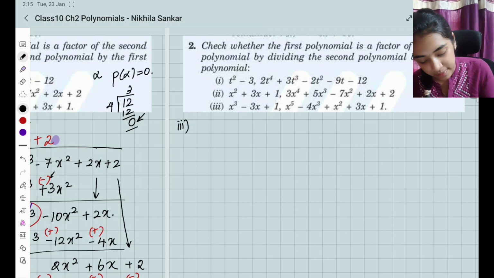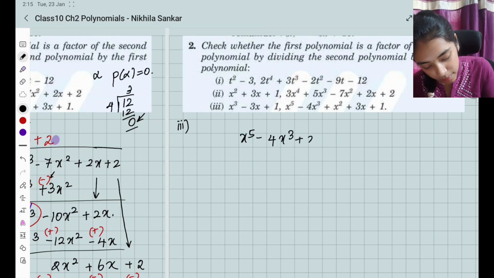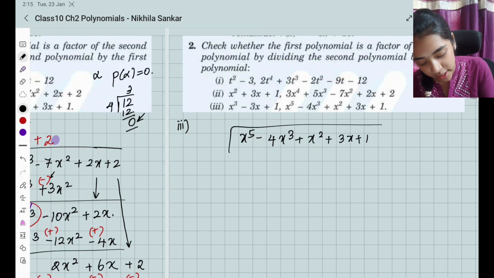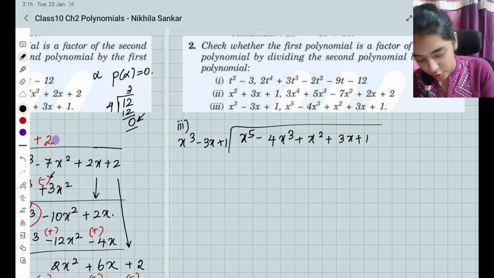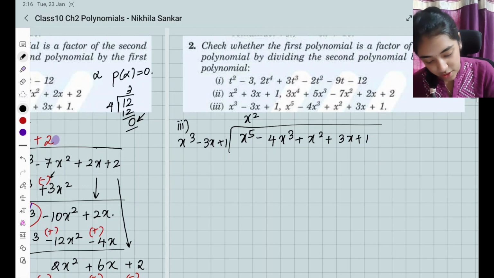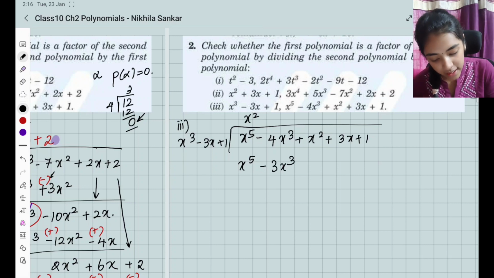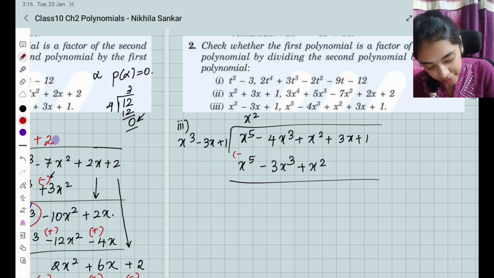Now the third subsection. What is the third subsection? We have x power 5 minus 4x cube plus x square plus 3x plus 1. Do many sums like this so that you understand. x cube minus 3x plus 1. Otherwise, at least understand that there is one question like this. Okay? So first I have to multiply by x square. So x cube into x square is going to be x power 5. Then minus 3x into x square is minus 3x cube. Then 1 into x square is plus x square. Okay? Now when I subtract, this becomes a minus, this becomes a plus and this becomes a minus.